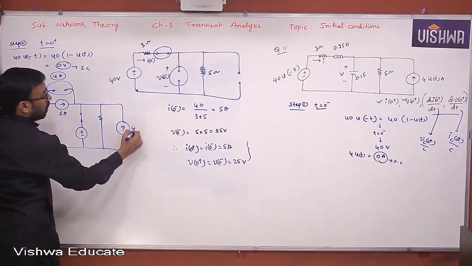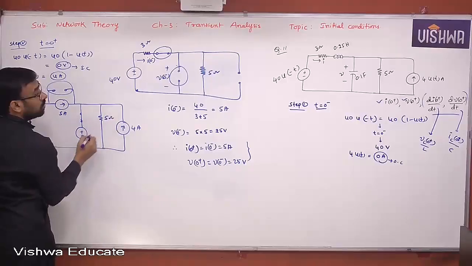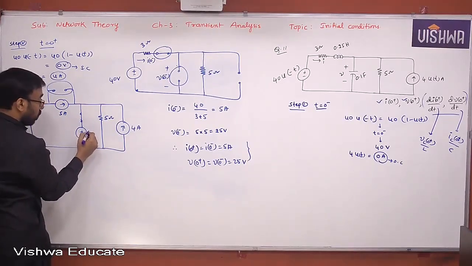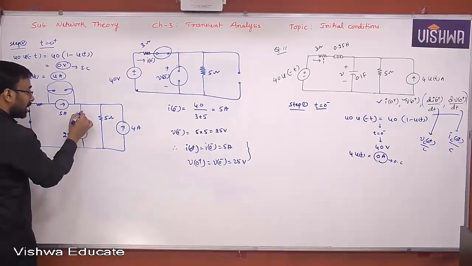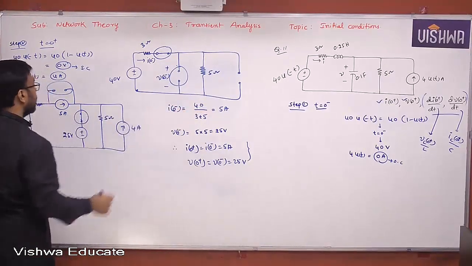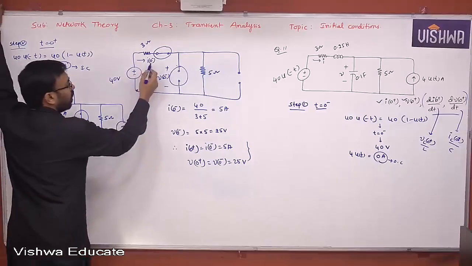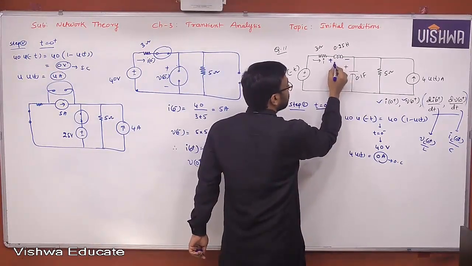What is this? 4 amperes, 5 ohm, and this is 25 volts. Okay, 25 volts. Right. Now this is the capacitor. Your objective is to determine the current through the capacitor and the voltage across the inductor. Since current is flowing like this, the voltage polarities across the inductor will be like this. This is VL of t.